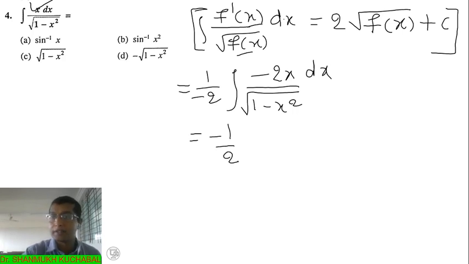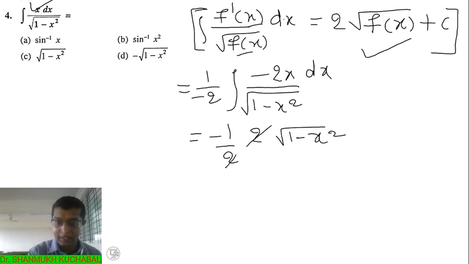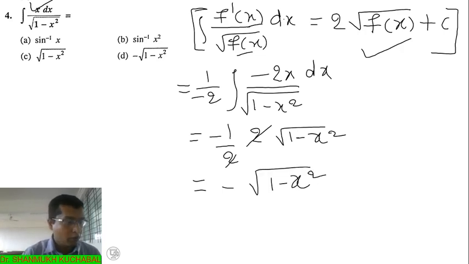We have to use this property, so we can write this as 2 times the square root of 1 minus x square. Now the 2 gets cancelled, so we get the integration as minus the square root of 1 minus x square. Therefore option D is the right answer.